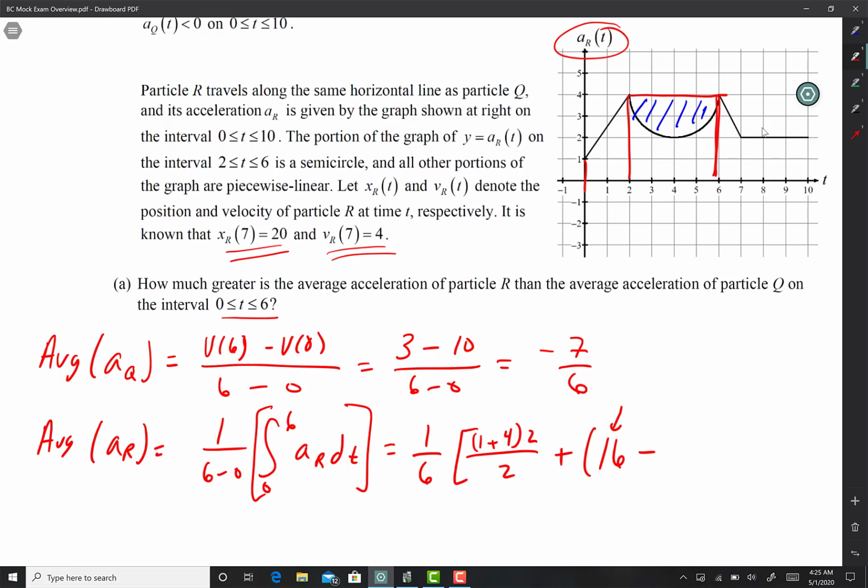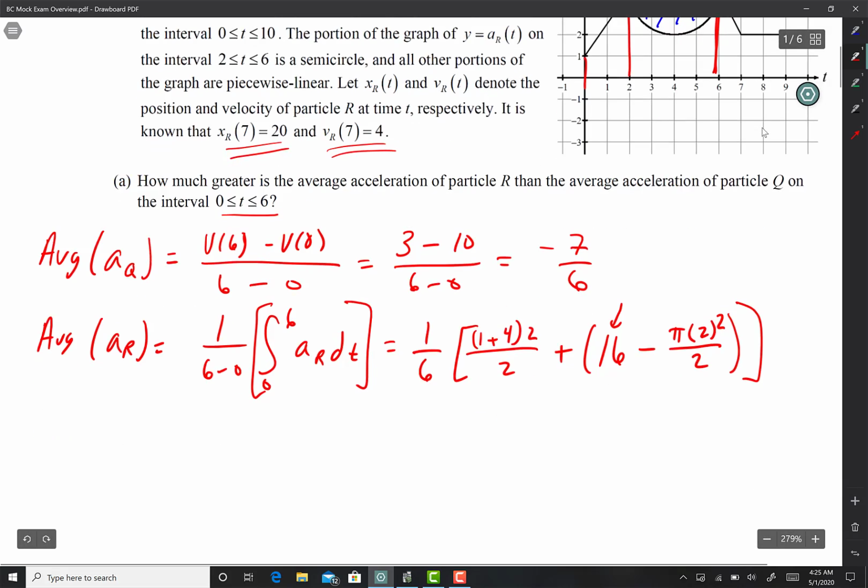And then I'm going to take away this semicircle here. So let's see, pi times the radius, which is 2, squared, divided by 2 because it's a semicircle, and there it is. That's it. And yeah, you can actually leave it like that, guys, but let's go ahead and continue. We're good enough to continue.